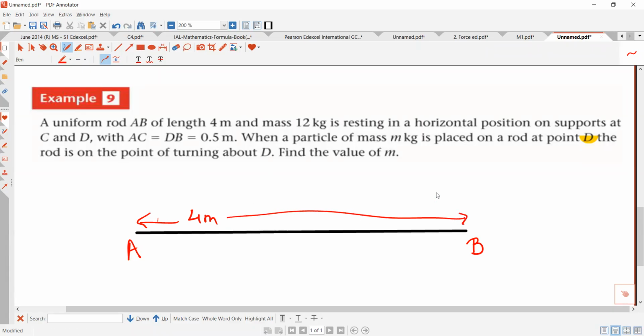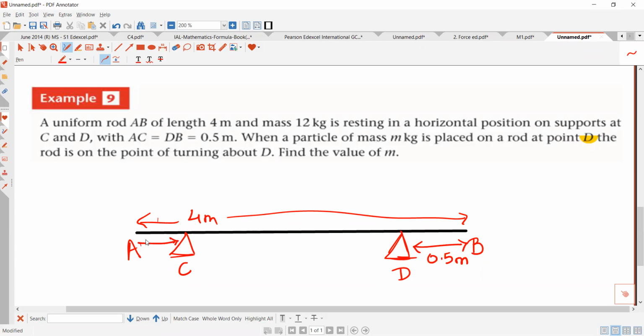Okay. And the mass of 12 kg resting in a horizontal position on the supports at C and D. So we don't know which is C and which is D. Let's take this as C and this as D, because they did not say it is resting on AB. So this is my C and this is my D. They said AC and DB is 0.5 meter.